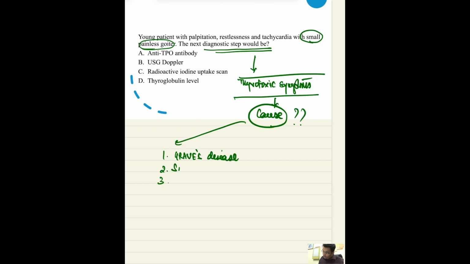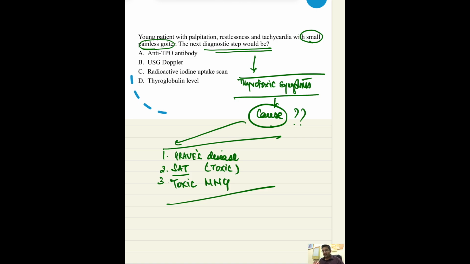Second is subacute thyroiditis, that is the toxic phase of subacute thyroiditis. And the third can be a toxic MNG, multinodular goiter. So what will help us differentiate between these etiologies? That is essentially what they want to ask.